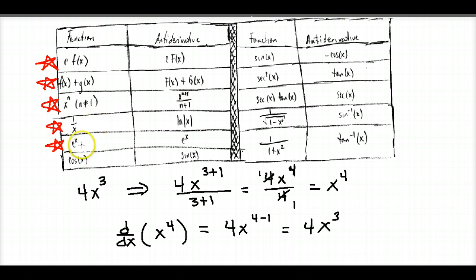And for e to the x, and we'll probably see some of this later, but I want to go ahead and expose you to it now. For e to the x, we know that this is the only function that tracks its own derivative. So it's a derivative of itself. So the derivative of e to the x is e to the x. So that means that the antiderivative of e to the x also has to be e to the x.